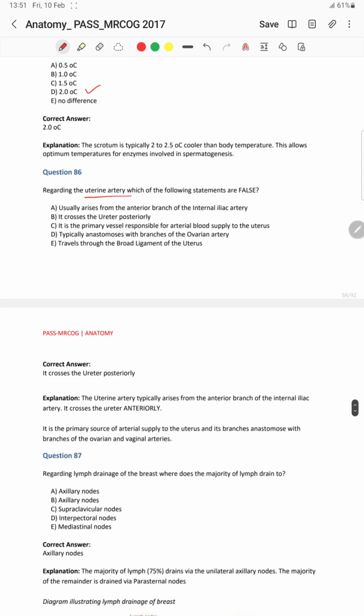Now regarding the uterine artery, which of the following statements is false? So let's discuss the uterine artery first. The uterine artery typically arises from the anterior branch of the internal iliac artery. We know that it comes along with the vaginal arteries from the internal iliac artery, and it crosses the ureter anteriorly. We know that it is the water under the bridge. I'll explain it later when it comes to MCQs. But just remember that there is an MCQ regarding the water under the bridge.